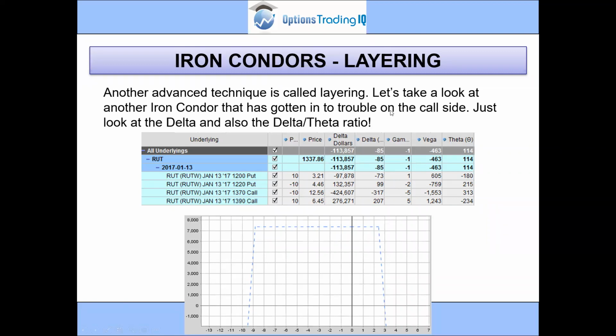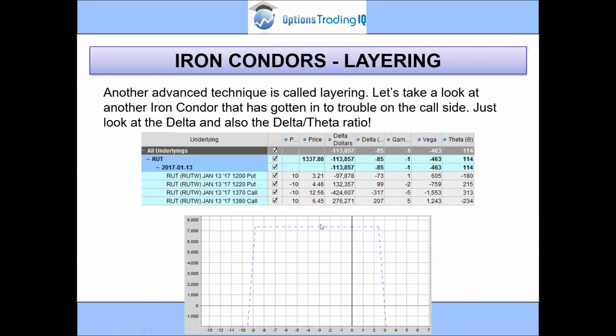Back to this slide, a concept called layering that I want to share with you guys. Really important concept. It's an advanced technique, but it's called layering. Let's take a look at a condor that's gotten into trouble on the call side. Look at the delta and also the delta theta ratio. We're getting up to almost a 1-to-1 delta theta ratio. It's too much of a directional exposure.